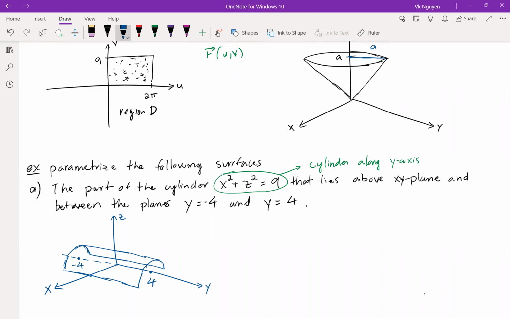If you look up here, it's the cylinder along the y-axis, so we can turn x into... it's just a cylinder, right? It's not a solid. So the radius is 3, x is 3 cosine theta. Well, it's the cylinder along the y-axis, so z is equal to 3 sine theta, and then y is just y.